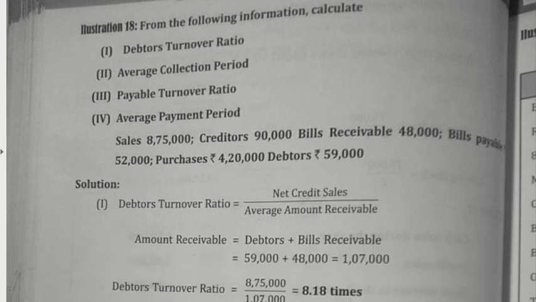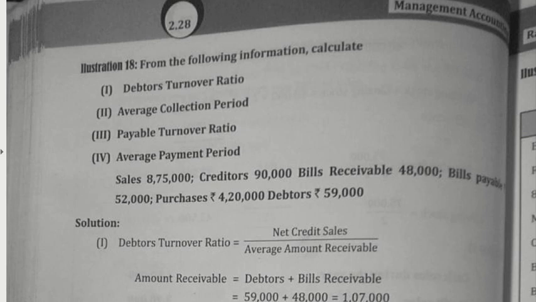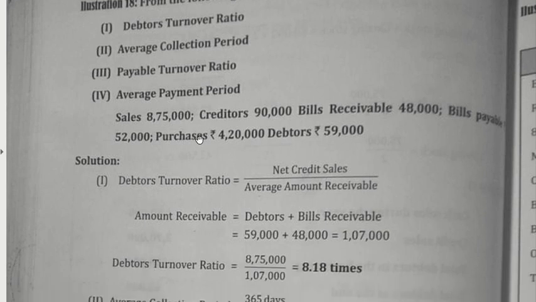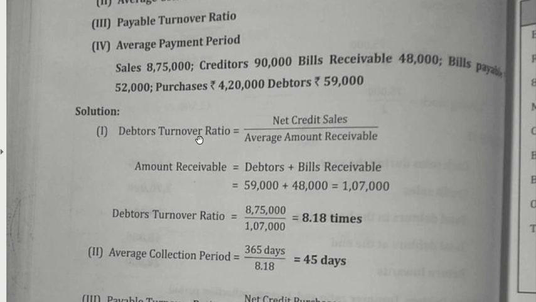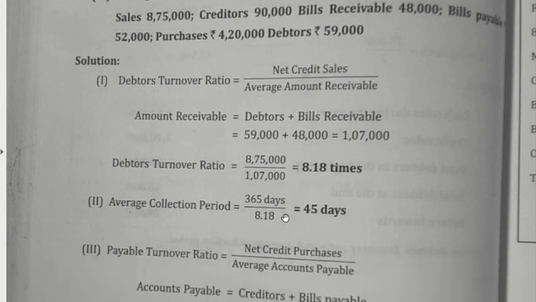So your next question: from the following information, calculate. Here they have told us to calculate 4 different ratios. They have given sales, creditors, bills payable, bills receivable, purchases and debtors. So debtors turnover ratio, the formula is net credit sales divided by average amount receivable. Here if you see, they have not given the opening stock, closing stock, nothing. So you will directly take the total of debtors and bills receivable in order to calculate the average amount receivable. So debtors plus bills receivable is equal to 59,000 plus 48,000, which is 1,07,000.